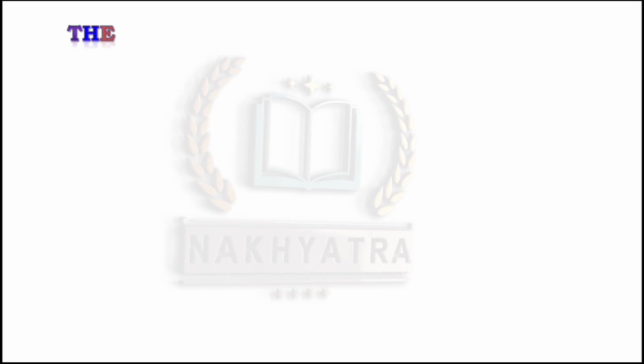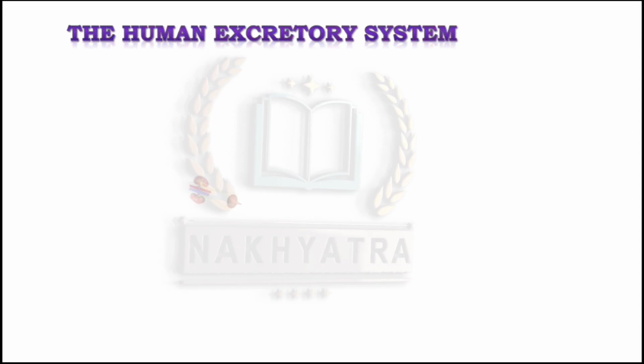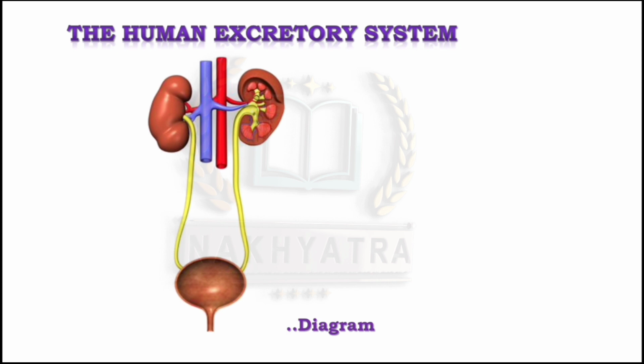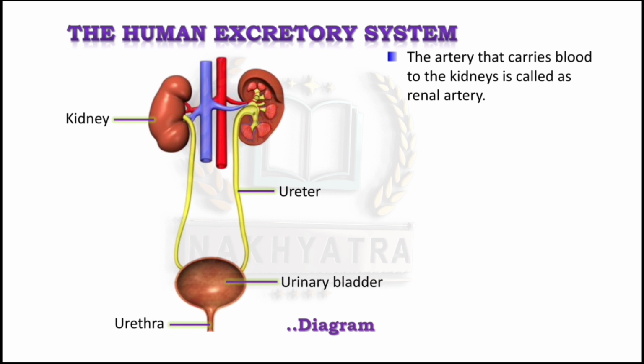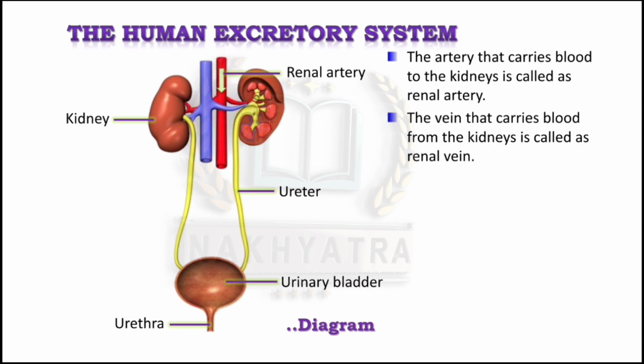Alright. Next we will see the human excretory system. Now I will show you the labelled diagram of the human excretory system. This is the kidney, this one is the ureter, this is the urinary bladder and this one is the urethra. Now see here, the artery that carries blood to the kidneys is called the renal artery.